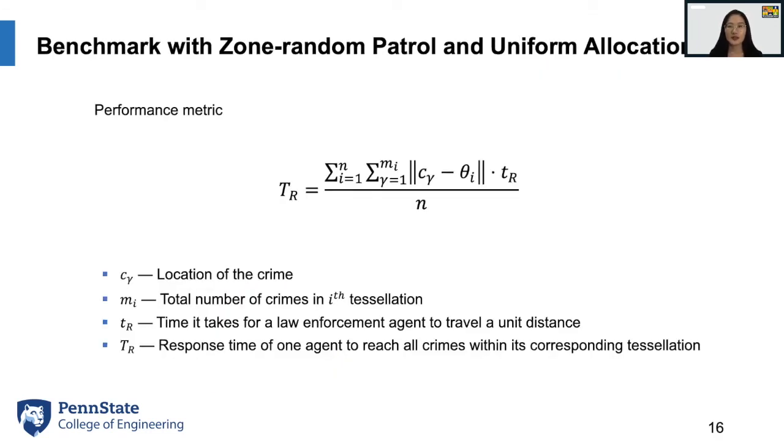Response time of an agent to reach crimes within its corresponding regions is a key metric to quantify the performance of proposed algorithm. In the performance metric, capital TR is the response time of one agent to reach all crimes within its corresponding Voronoi region. C gamma represents the crime. Mi is the total number of crimes in the ith region, and the little tr is the time it takes for a law enforcement agent to travel a unit distance.